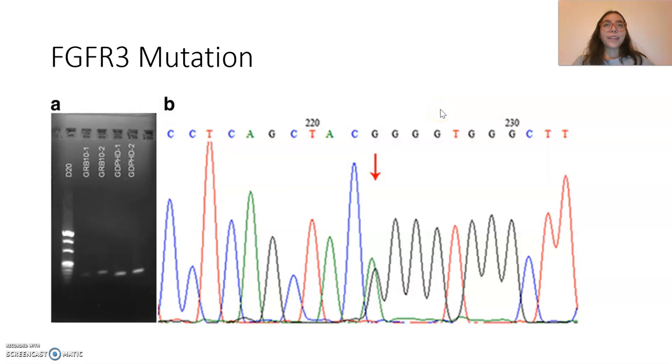Okay, so here the researchers took a blood sample from a 2-year-old male, and you can see the FGFR3 gene mutation, and that is indicated by the red arrow here.